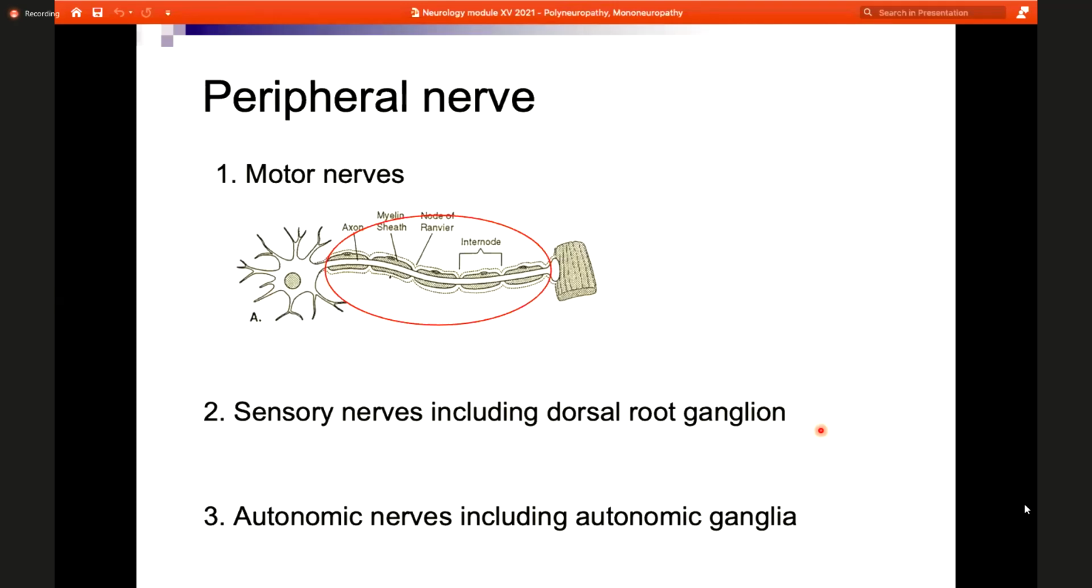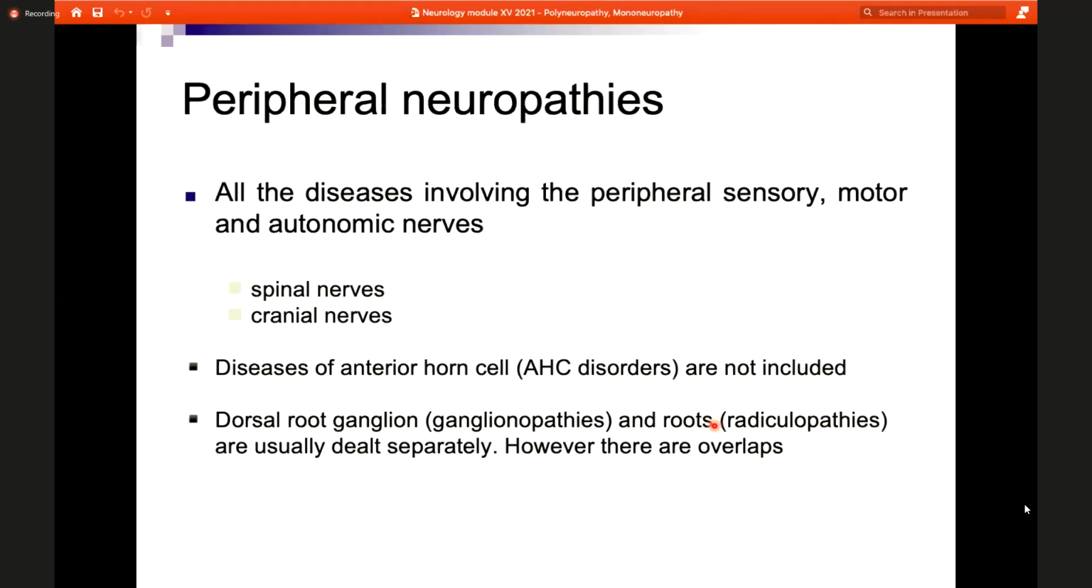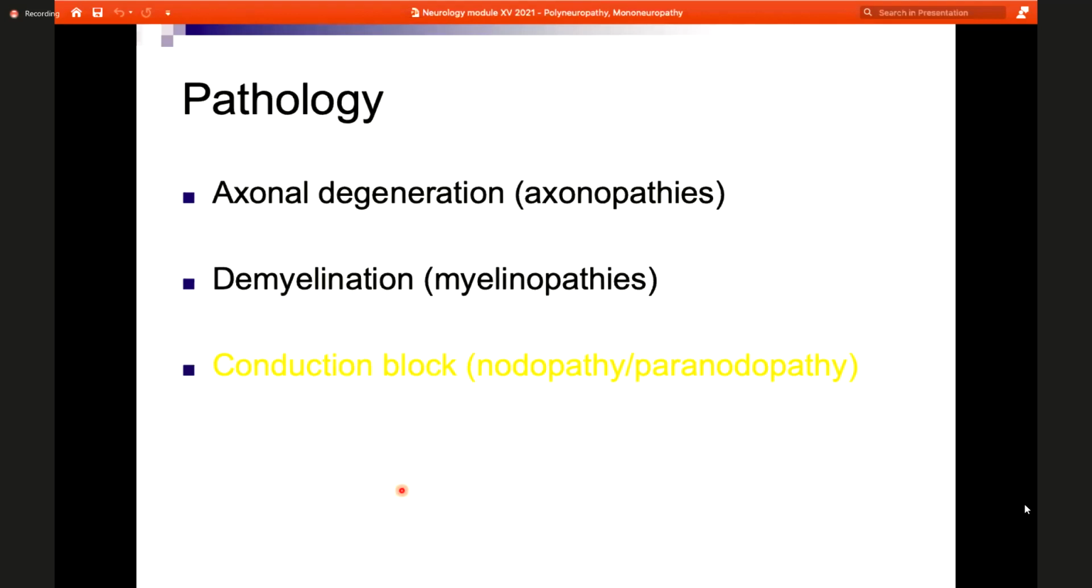Okay, so you must remember that there are sensory nerves, there are motor nerves, as well as autonomic nerves. And you must not forget the cranial nerves. So when we are dealing with the peripheral neuropathies, it also includes, in addition to spinal nerves, the cranial nerves are also involved. Right, so this I have already mentioned about the dorsal root ganglion and the anterior cells.